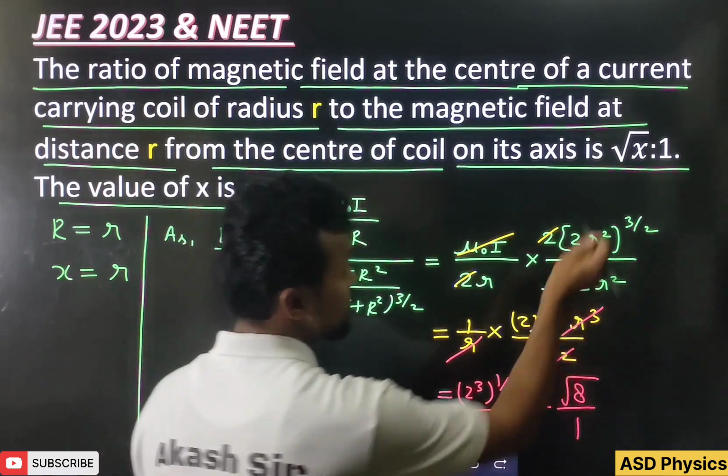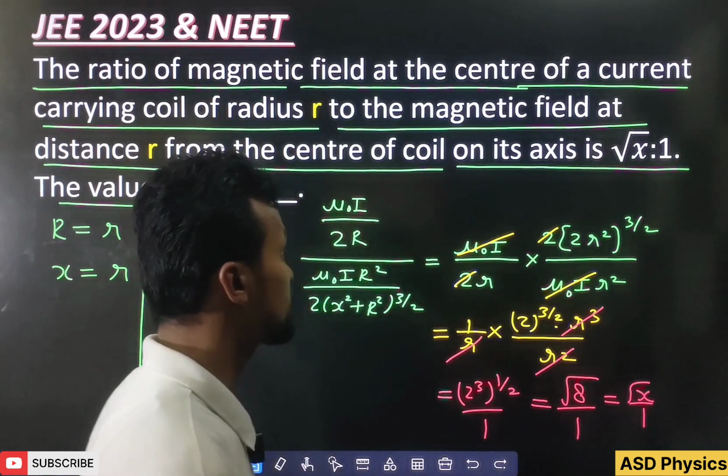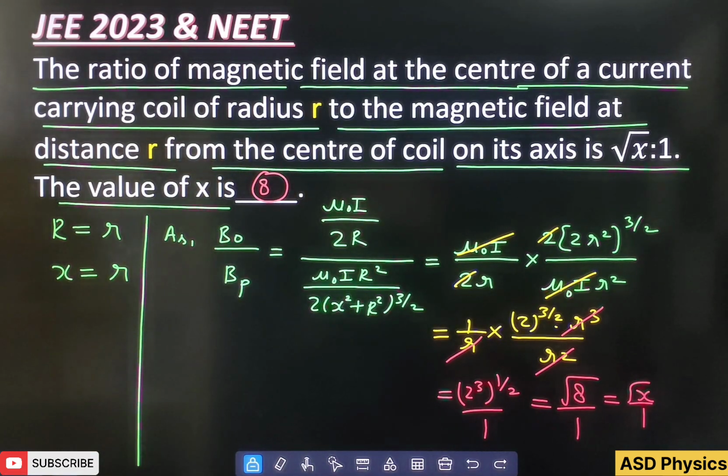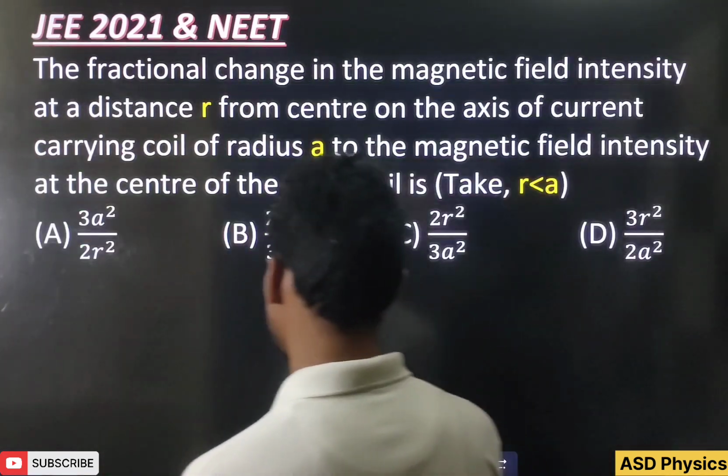This thing we have to compare with root x by 1. So what is the value of x? You can see very well. The value of x is 8. Now we have just calculated the ratio. Great. Now students, we are going to the last question.